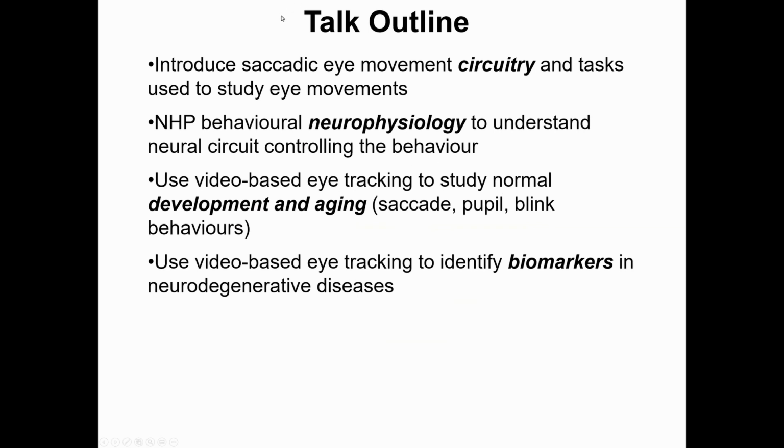So in terms of an outline, I thought I'd try to hit on 4 main points today. The first is to introduce you, as the audience, to the circuitry in the brain and our extensive knowledge of the circuitry that's used to control saccadic eye movements. And then I'm going to elaborate on that and move towards pupil control as well. I'm going to anchor this with some key monkey behavioral neurophysiology findings that are critical to then use this neurophysiology to interpret the data that we get from humans doing various eye tracking experiments.